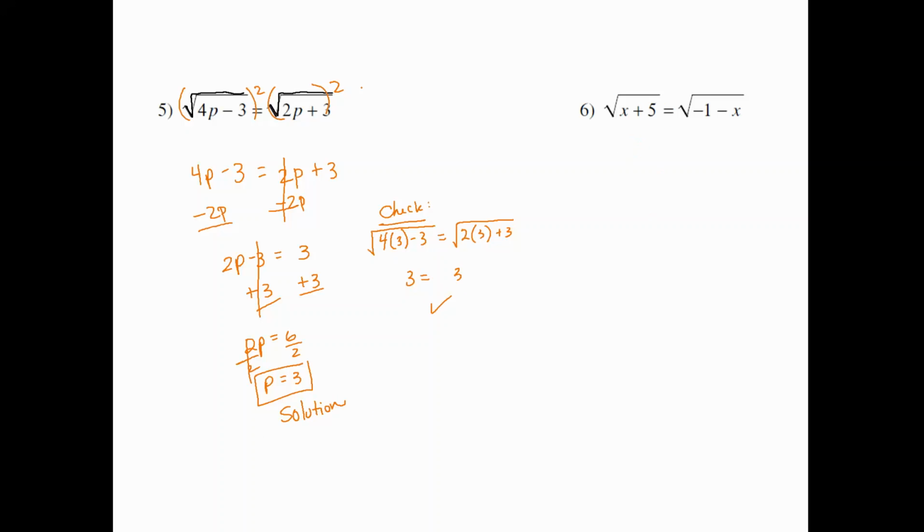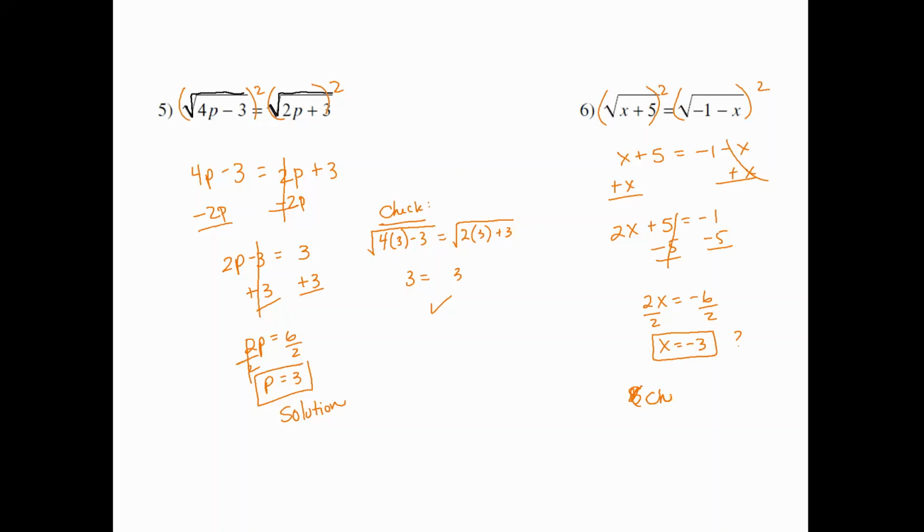All right, this one, once again, similar to this one, we've got a square root equals a square root. So we need to square both sides. So we get x plus 5 equals minus 1 minus x. I'm going to add x to both sides. And I get 2x plus 5 equals negative 1. Getting rid of the 5. Getting rid of the 2. And get this. And the question is, is it a solution? So we need to do a check.